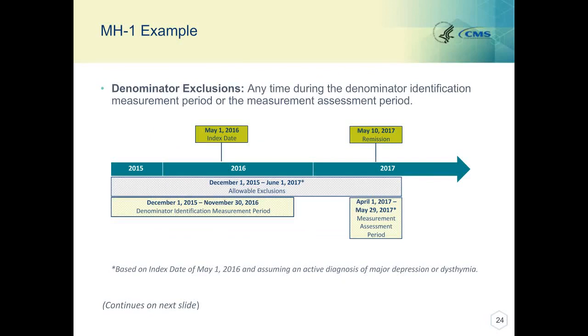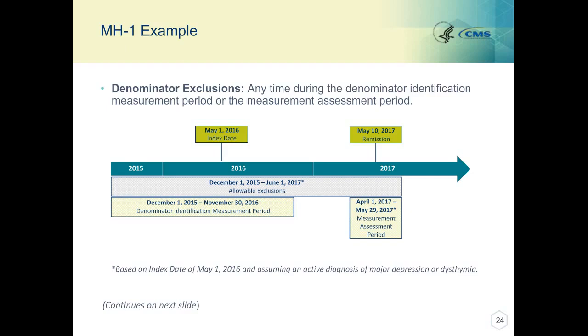Denominator exclusions. Denominator exclusions for MH1 can be selected any time during the denominator identification measurement period or the measurement assessment period. So if you find an applicable denominator exclusion during the denominator identification measurement period, 12/1 of 2015 to November 30th of 2016, you can select the denominator exclusion.